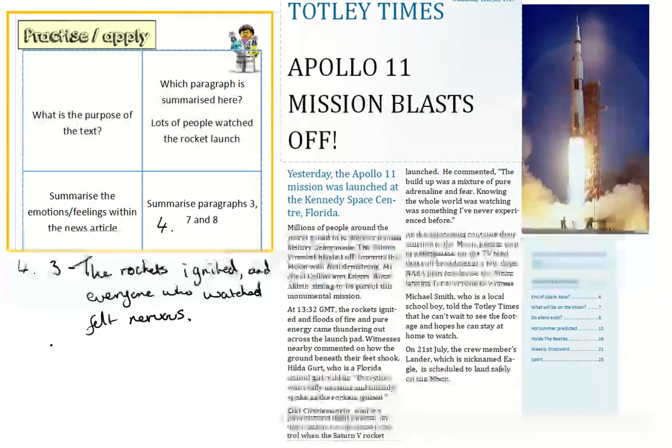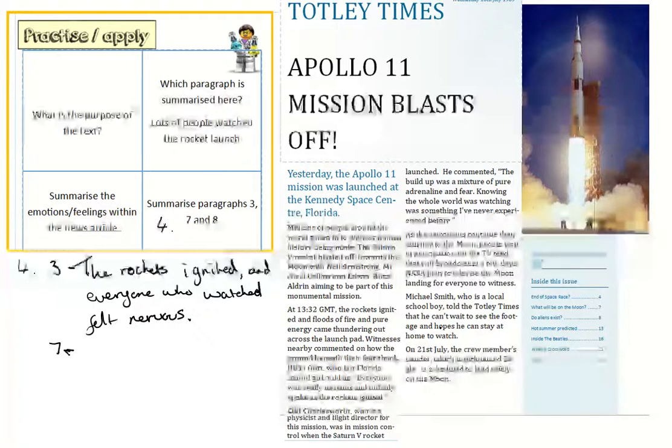Paragraph 7. Oops, we'll do that. Paragraph 7. So 1, 2, 3, 4, 5, because that's the same paragraph. 5, 6, 7. So Michael Smith, who's a local schoolboy, told the Totty Times he can't wait to see the footage and hopes he can stay at home to watch. And that's about the moon landing itself later on. So we can just summarise that by saying people hope they can watch the moon landing.